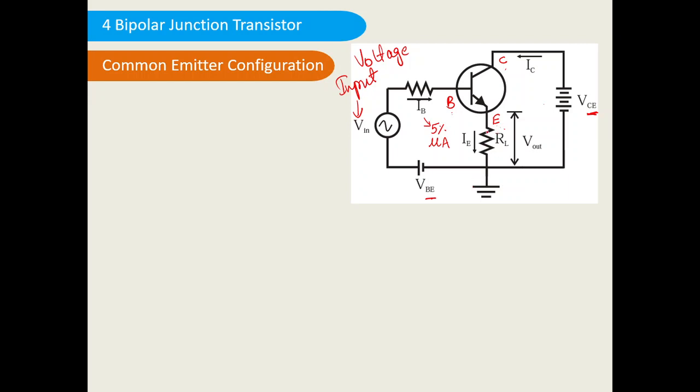This is the load resistance RL. So whatever output we are getting, the output will be across this resistor RL. So this is the Vout. Vout is nothing but IE into RL. As per Ohm's law, voltage is equal to current multiplied by resistance. So current flowing here is IE, the emitter current. IC is the collector current. And IE into RL is the output voltage. So this is a common emitter configuration.